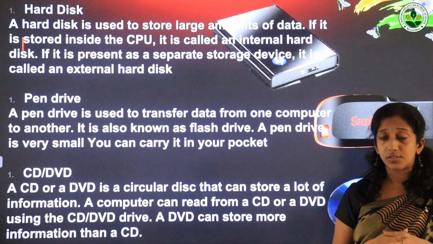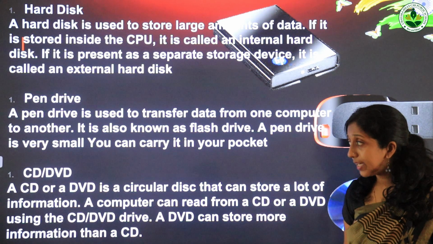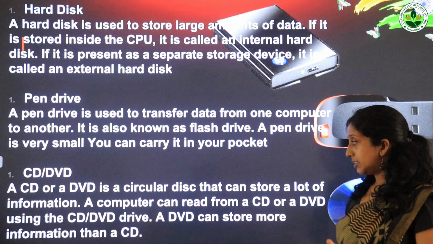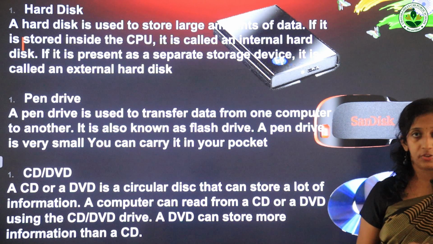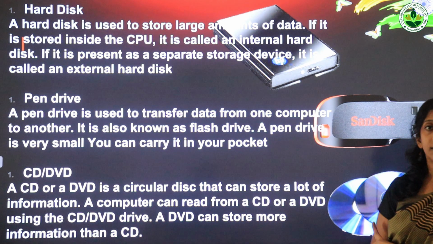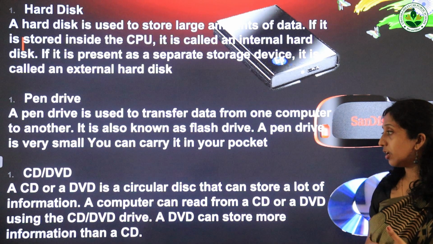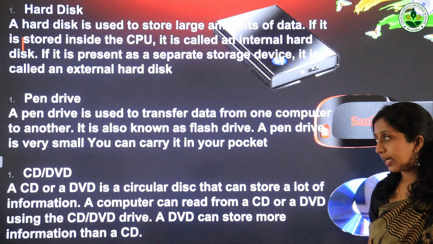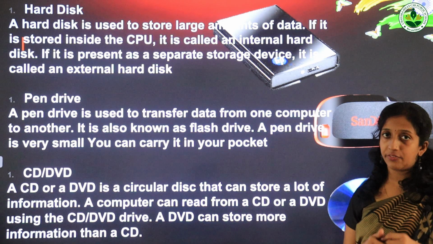Next, the third storage device is CD or DVD. A CD or DVD is a circular disk that can store a lot of information. So this is the picture of a CD. A computer can read from a CD or a DVD using a CD or DVD drive.